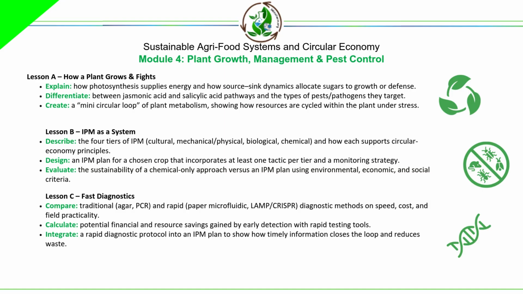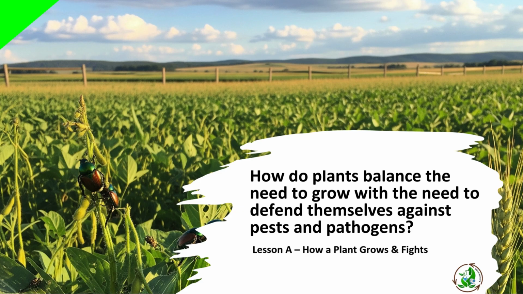So, the big idea is this: plants don't just grow, they interact with pests, pathogens, and people. And by studying these systems, we can build smarter, more sustainable solutions for agriculture. In Lesson A, we will start by asking the essential question: how do plants balance the need to grow with the need to defend themselves against pests and pathogens?